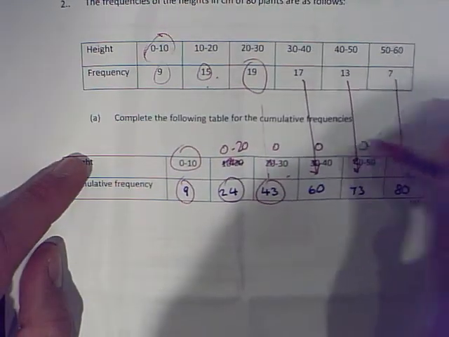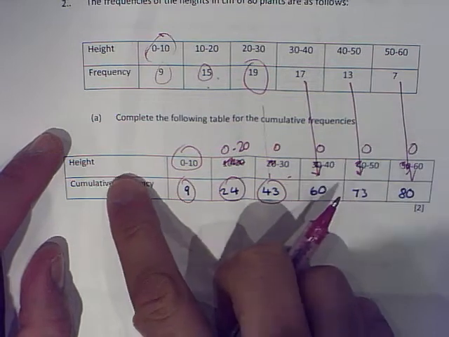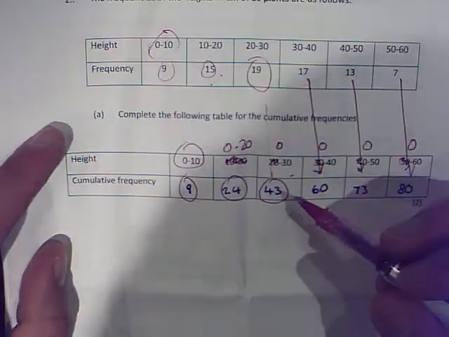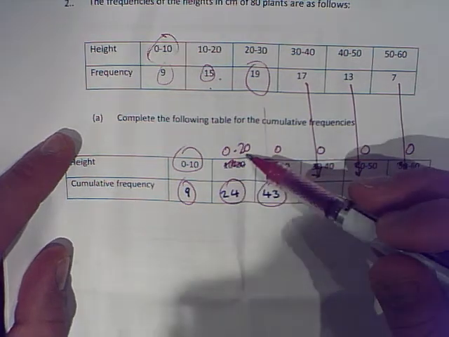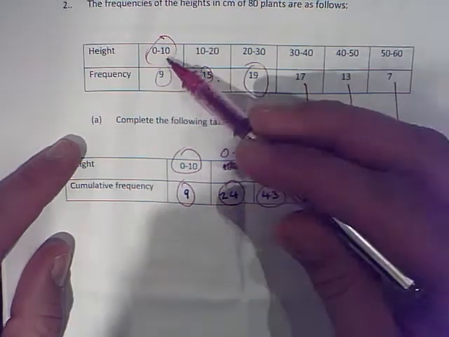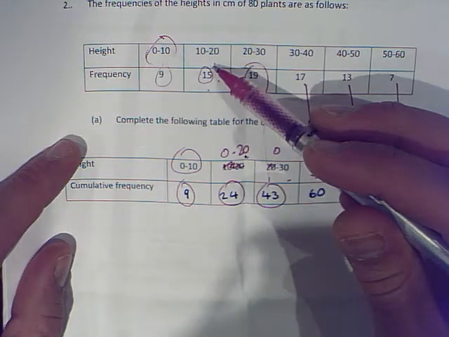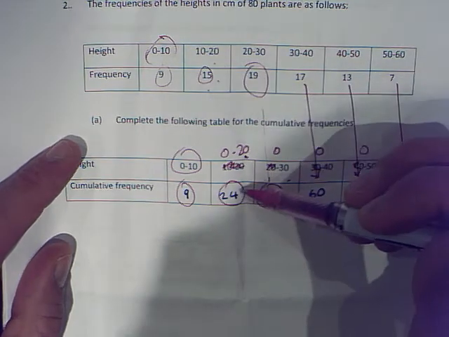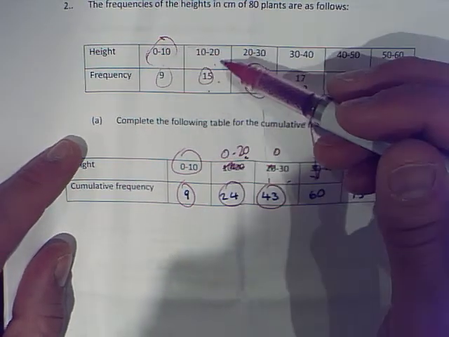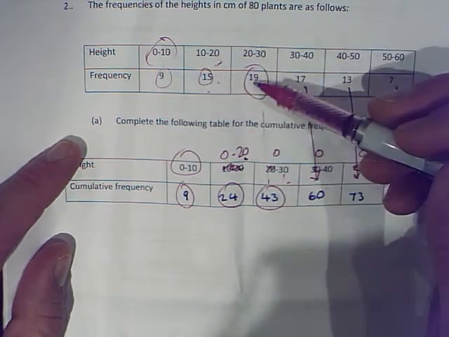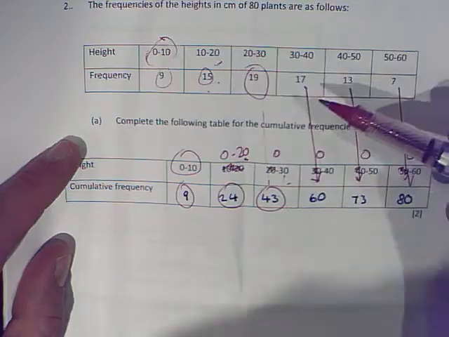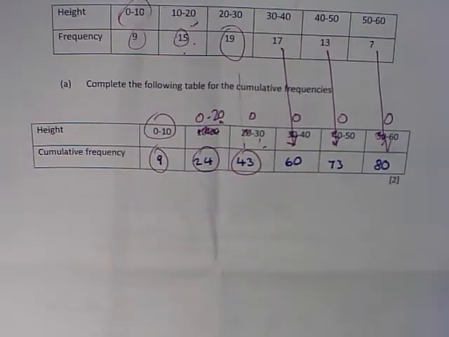Because the cumulative frequency tells you how many people have got up to the top value. 9 people got up to 10, 24 people got up to 20. Why does that make sense? Well, if 9 people got between 0 and 10, and 15 people got between 10 and 20, then 24 people must have got between 0 and 20. You're combining those two groups. And 43 people, sorry, must have got between 0 to 30, because that's what the first 3 groups make. I hope that makes some sense.